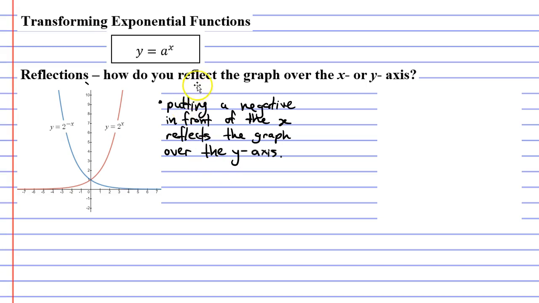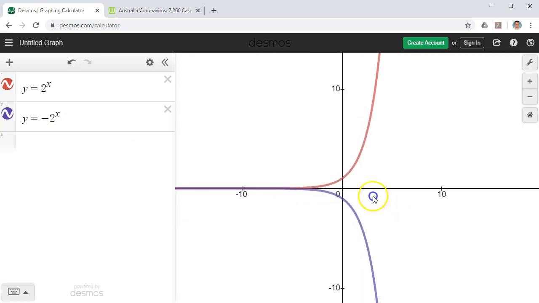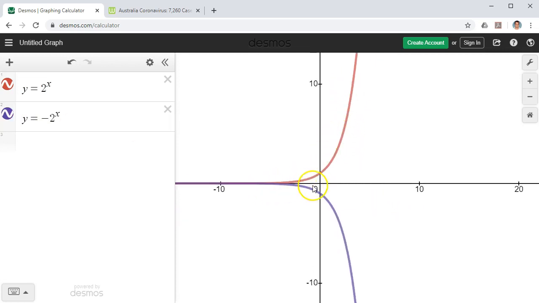We're also going to talk about reflecting our graph over the x-axis. How would I do that? Well, once again, I take the exact same equation, and this time I'm going to put a minus sign in front of the 2. And we can see that it's reflected our red graph over the x-axis this time.